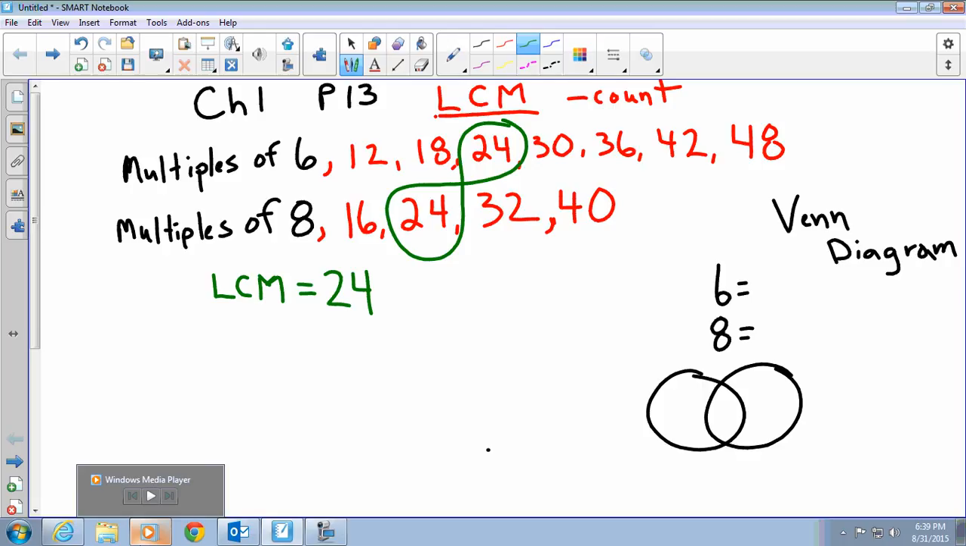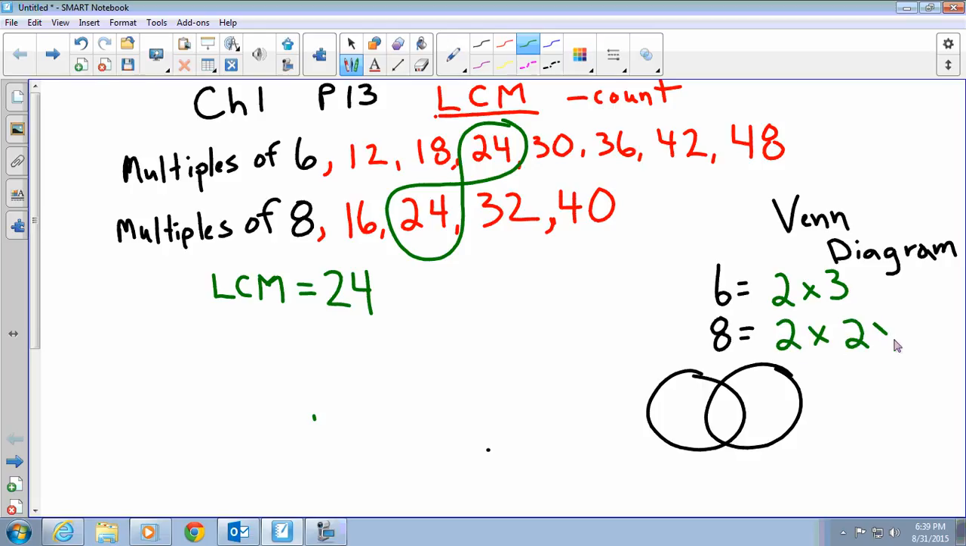Right below that problem on page 13 is another way of doing it. It's a Venn diagram problem. With the Venn diagram problem, they're simply asking us to break down 6 into prime factorization. What times what gives us 6? 2 times 3. What times what gives us 8? For 8, you could break it down into 2 times 4, but then I'm going to break down 4 into 2 times 2.